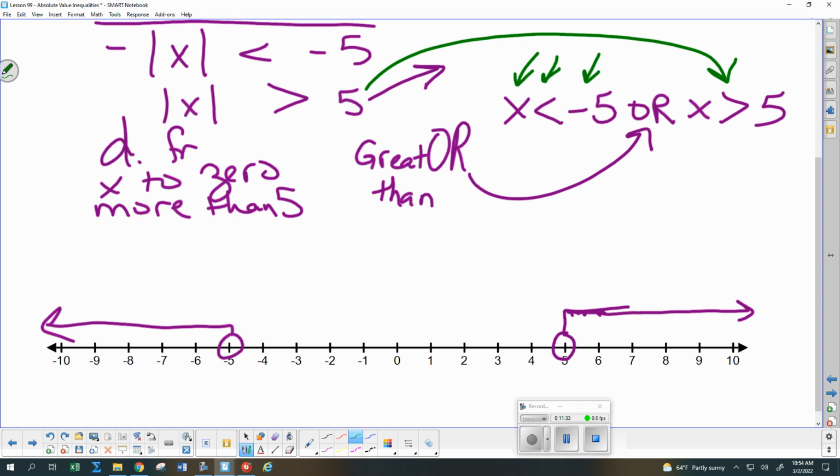And it does not matter if I do X less than -5 or X greater than 5, or if I do X greater than 5 or X less than -5. I can do either piece first, but I do have to have the less than with the -5 and the greater than with the +5. Questions from anybody on that? Okay, then we have 2 quick special cases left to cover.